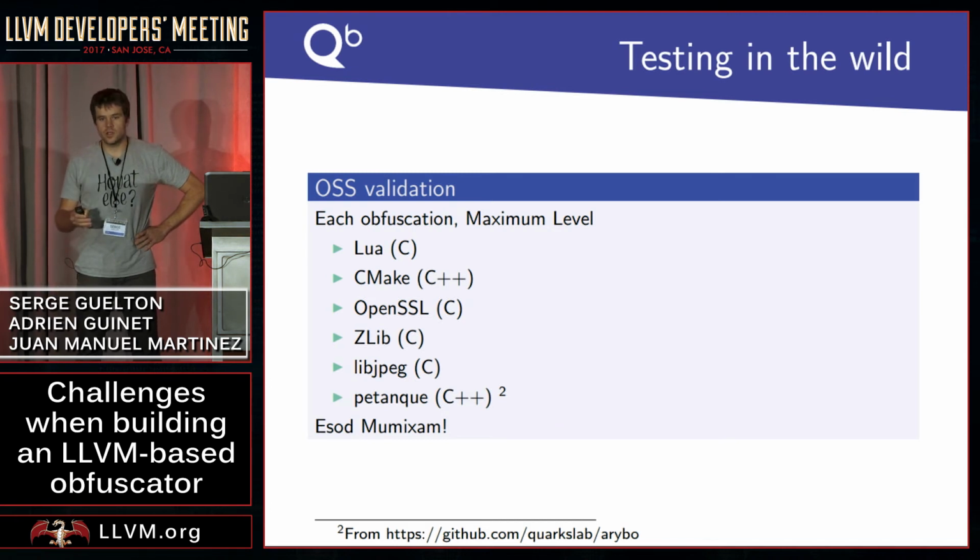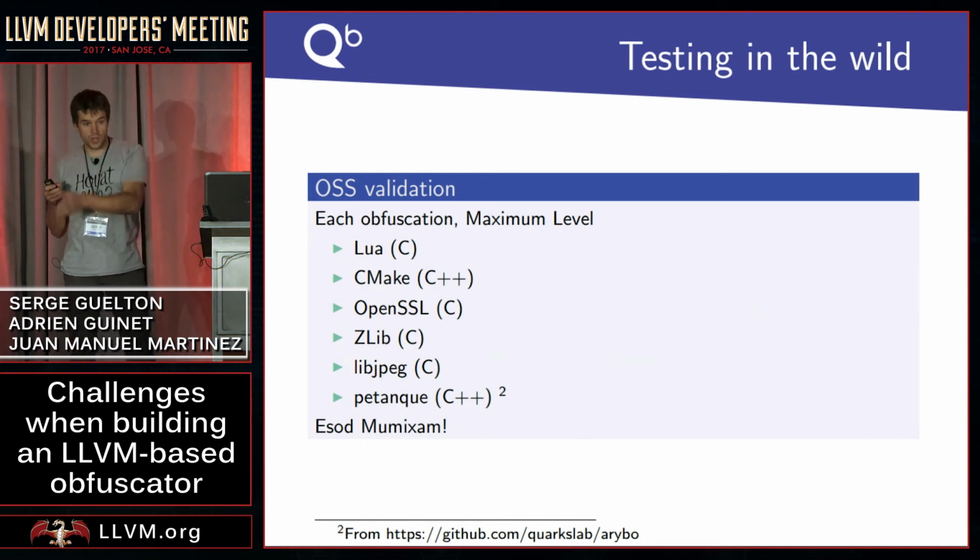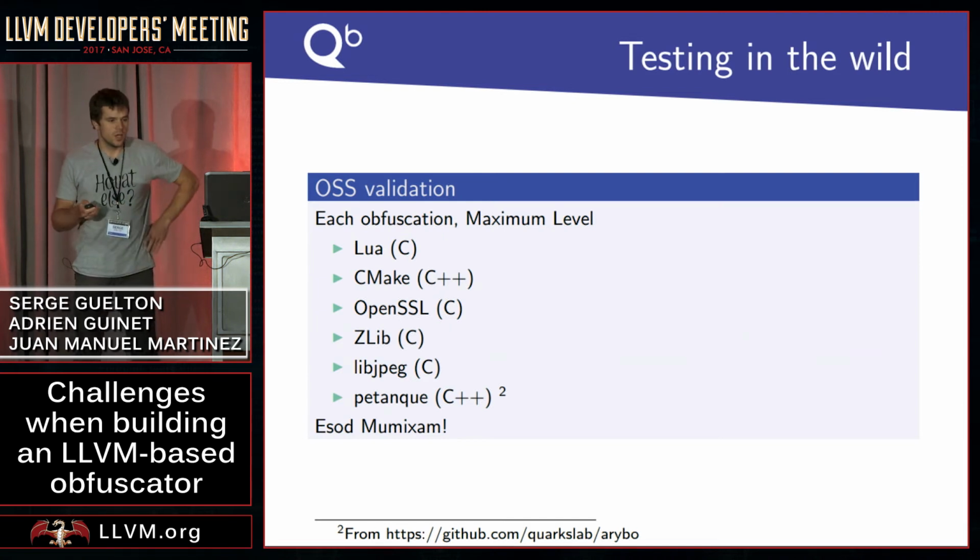One step further, we are testing on large open source projects, which exercise different kinds of patterns. Lua, CMake, and OpenSSL all proved to be very good code bases to test our obfuscator. For each obfuscation, we pick one, put all the levels at the maximum, and see if we can compile, and if we can compile, whether we can run the tests, and if the tests run, whether we have the correct result. And if that's okay, even if we don't understand anything about what happens, it's just an extra guarantee that the obfuscation is performing as we expect.